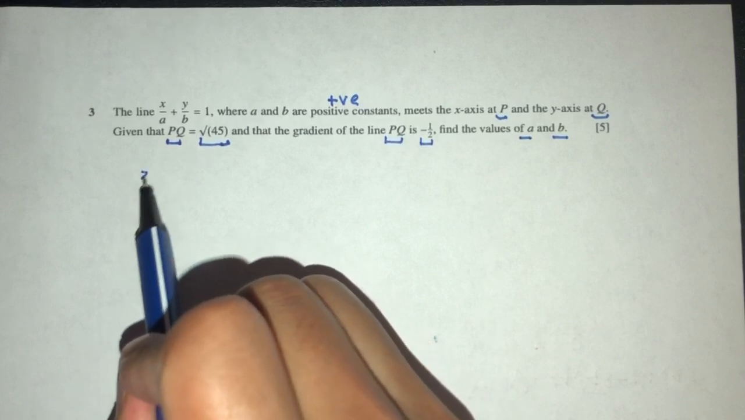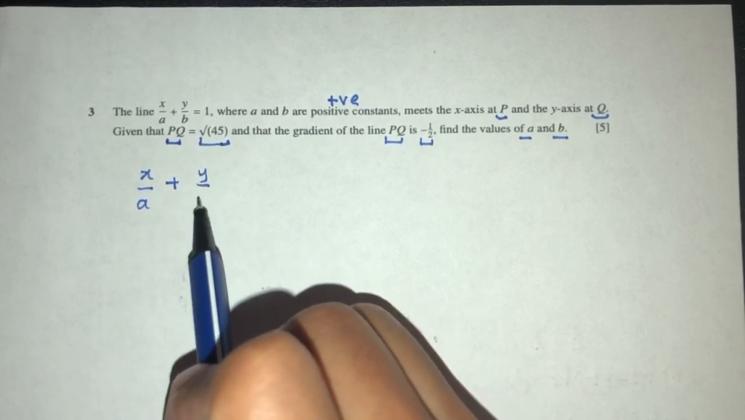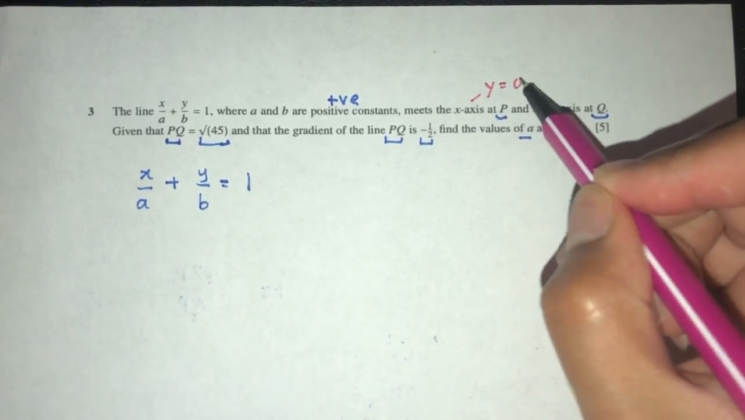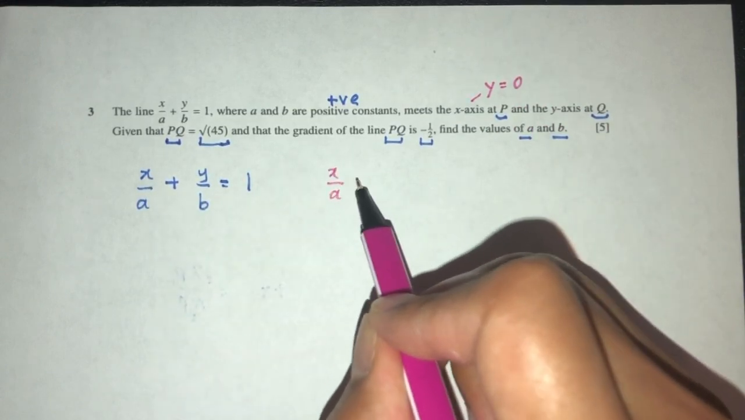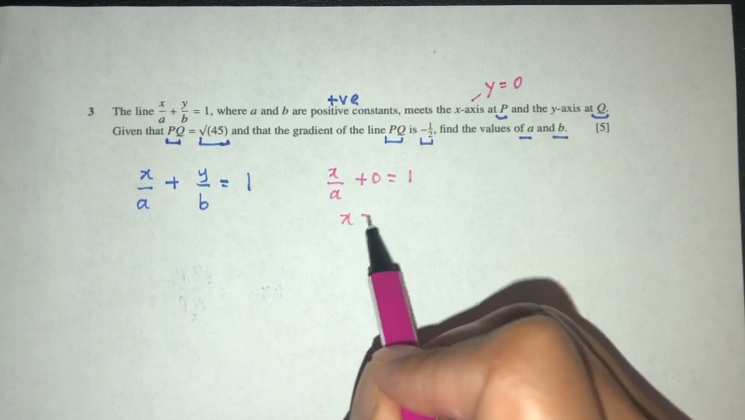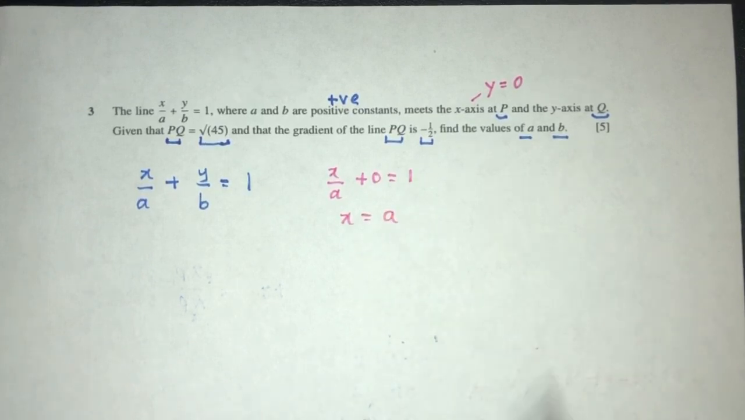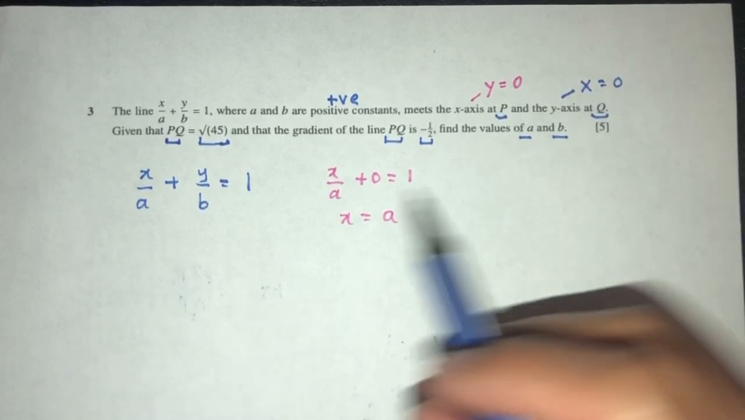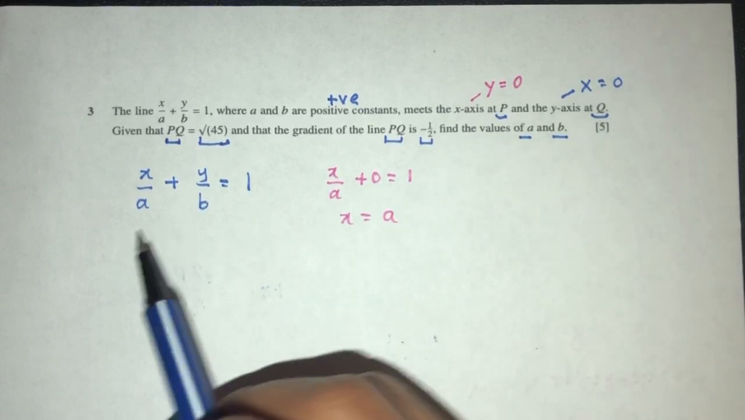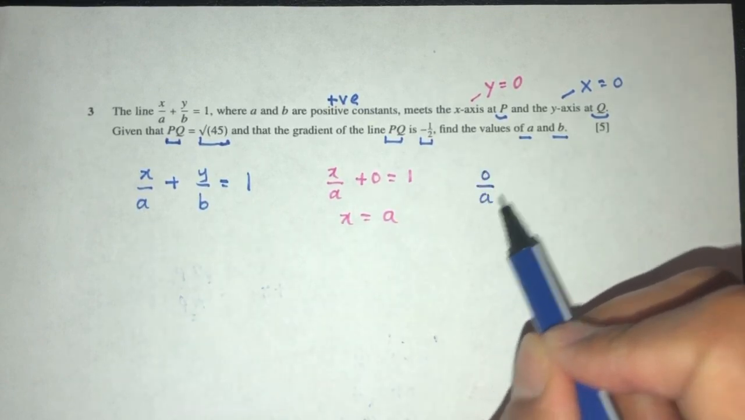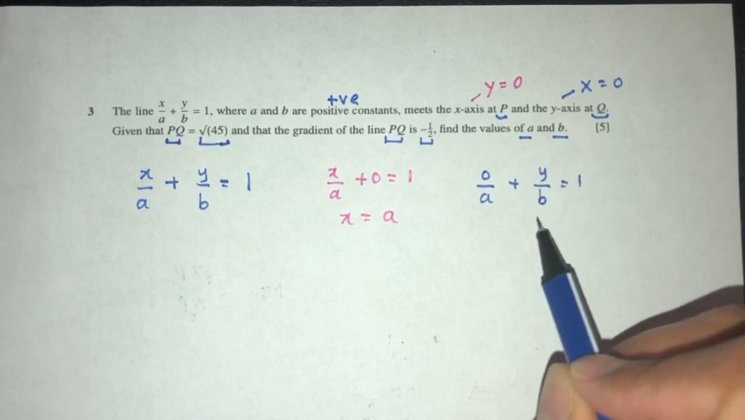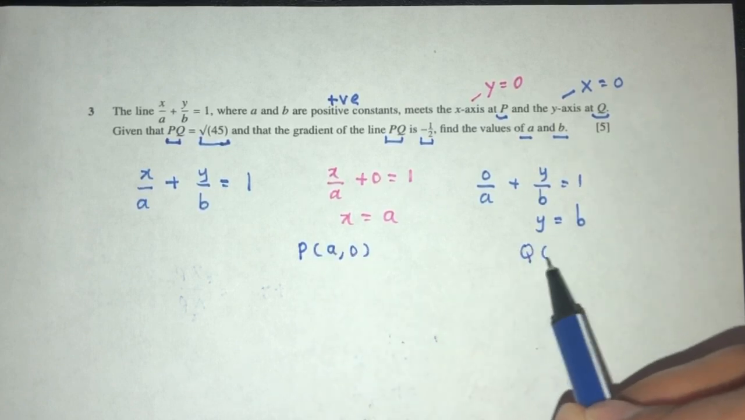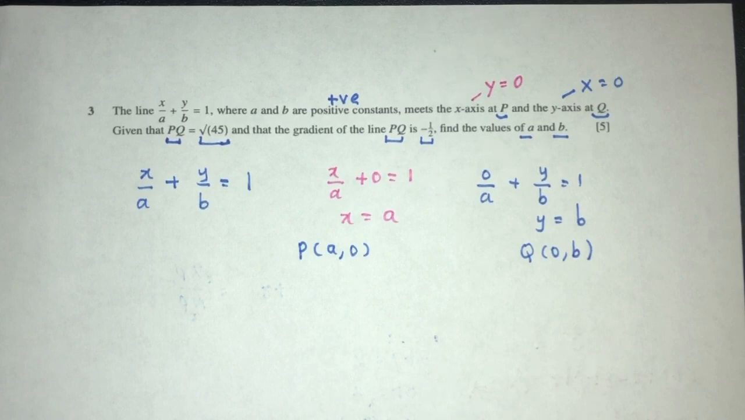At first we have the line x over a plus y over b is equal to 1. Now we understand that at the x-axis the value of y is 0. Replace, and you will have x over a plus 0 is 1, so x will be a, right? And on the y-axis, we know the value of x will be 0. Replace, and you will have 0 over a plus y over b should be 1, so y will be the value of b. So the point P will be (a, 0), the point Q will be (0, b). So now we have the points P and Q in terms of a and b.